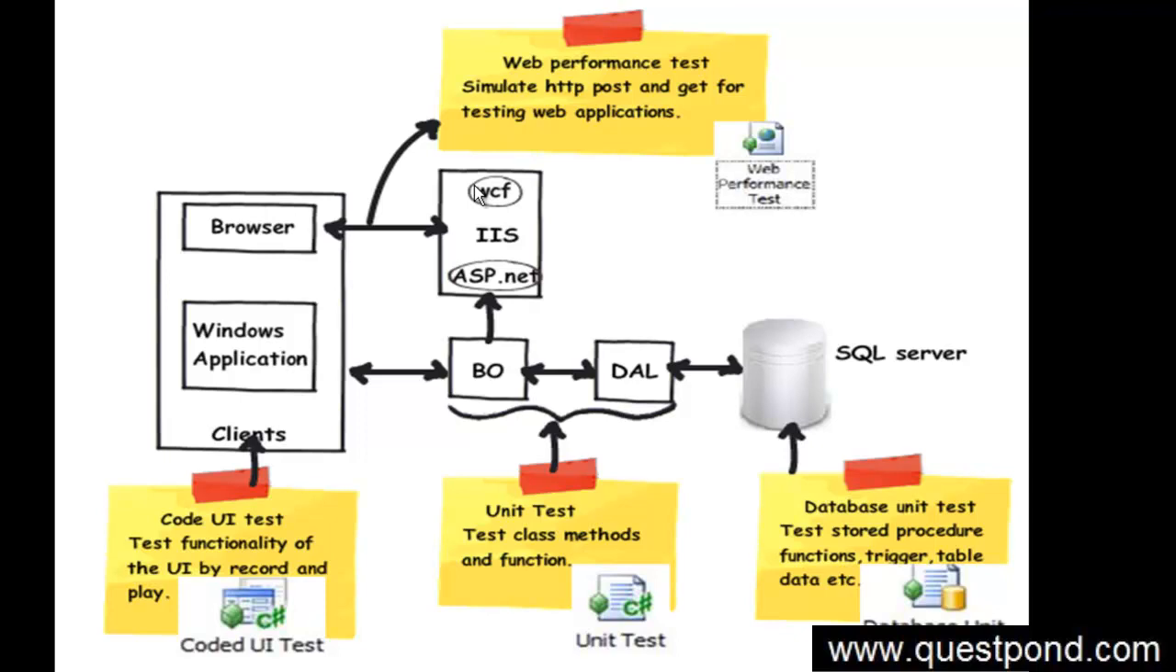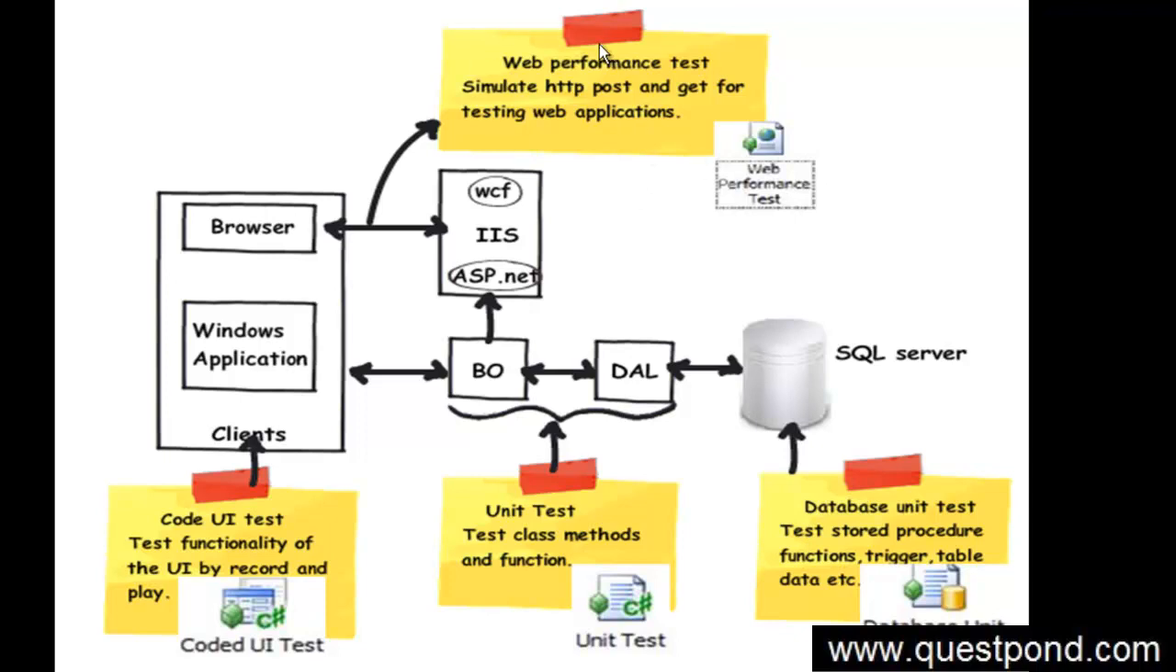Now, if you want to test these kinds of architectures, you cannot really have only one kind of test. You need different kinds of tests with different flavors for each of these layers, and the VSTS test framework has all of those things. The VSTS test system has four basic flavors of testing. The first one is the coded UI test, the second one is the unit test, the third one is the database unit test, and the last one is the web performance test.